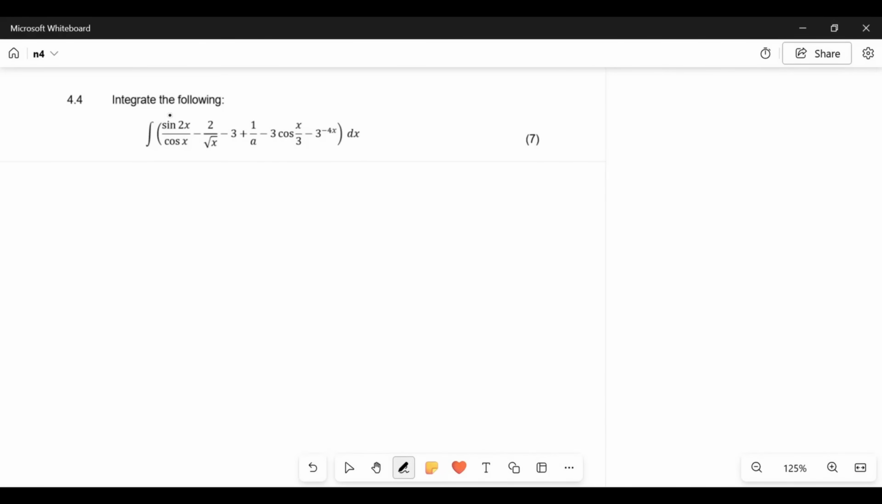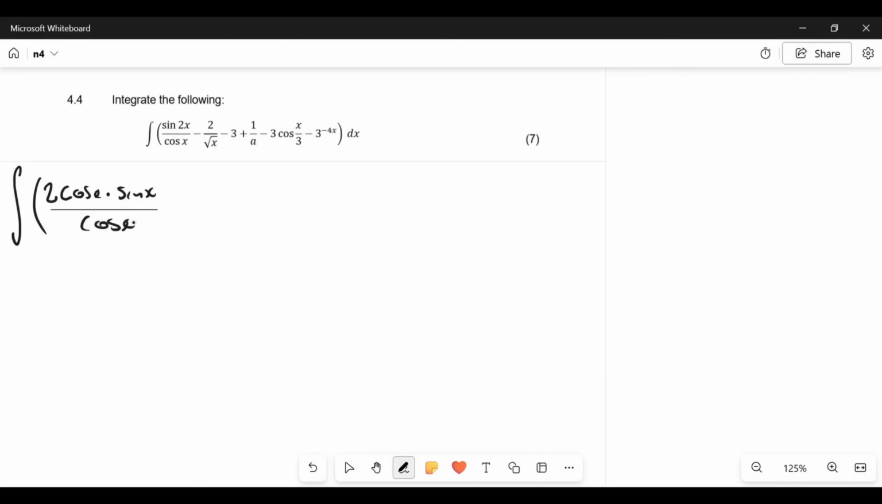Now, 4.4, they want us to integrate the following. Now, you must make sure that we simplify each and every term before we integrate. So, while we are simplifying, we keep the sigma, and then we simplify the terms. Let's start with the first term. The numerator on the first term, we have sine 2x. That is a double angle identity. You can always write it like 2 cos x multiplied by sine x divided by cos x.